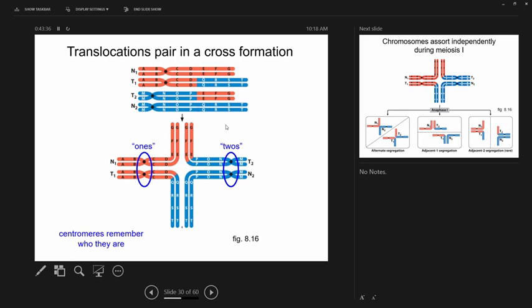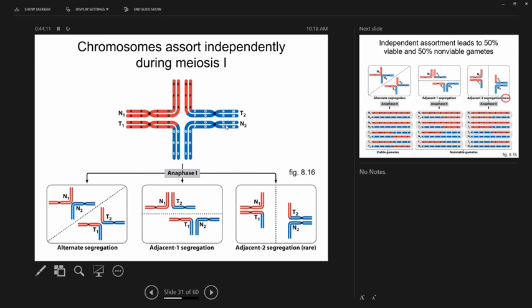The centromeres remember who they are, so at anaphase of meiosis 1, one of the centromere number 1s is going to go one way, the other one's going to go the other way. One of the centromere 2s is going to go one way, one's going to go the other way. Just like if the translocation didn't happen, which way they go is random. So that's why there are 2 different segregation pathways that can happen. I know there's 3 shown, but let's hold off on that one for just a second.